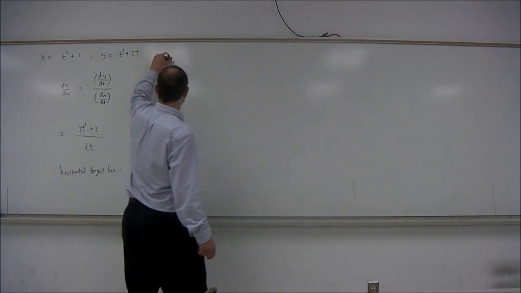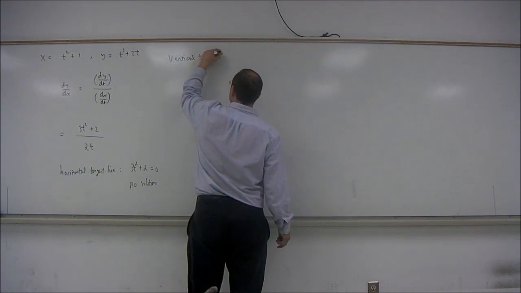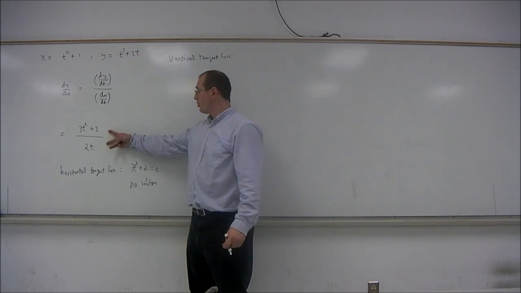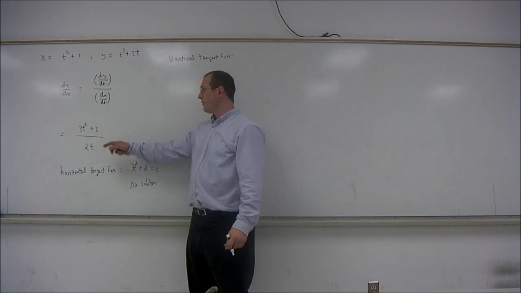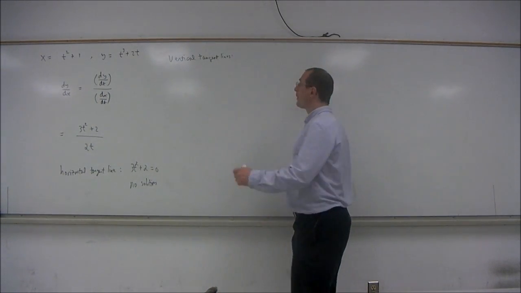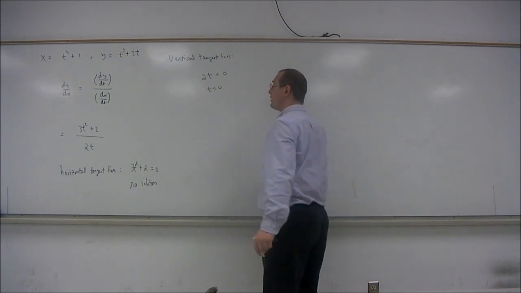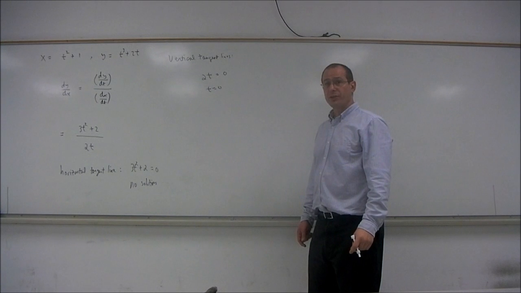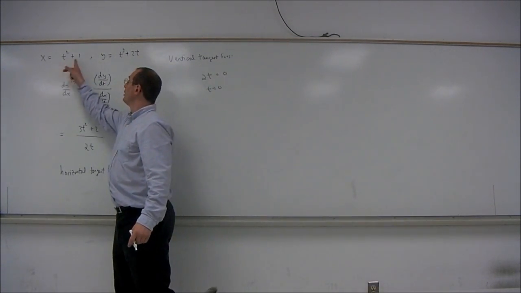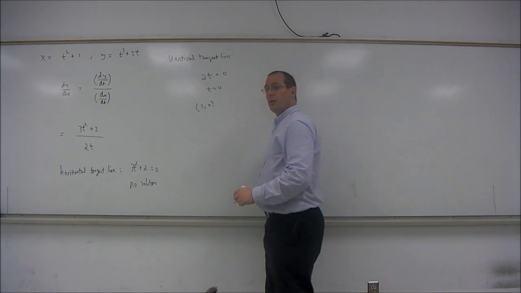What about vertical tangent lines? A vertical tangent line will occur when our slope formula has a 0 in the denominator, provided that the numerator is not 0. The derivative will be undefined. So the simple equation there is 2t equals 0. So when t is equal to 0, you will have a vertical tangent line. And that corresponds to the point: when t is 0, x is 1, y is 0. So the point on the curve will be the point (1, 0).